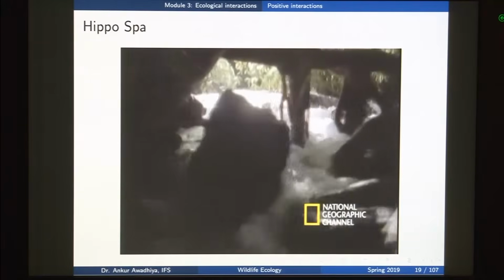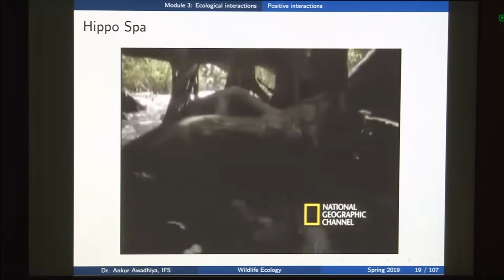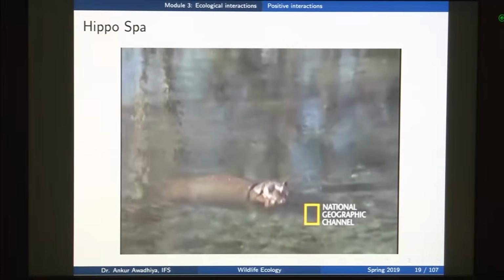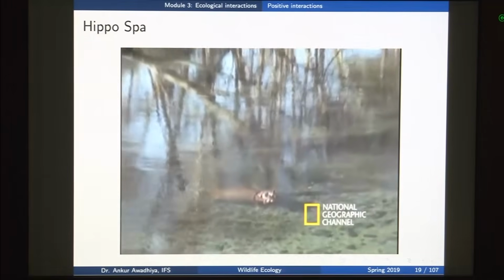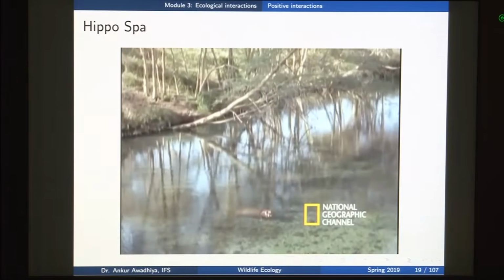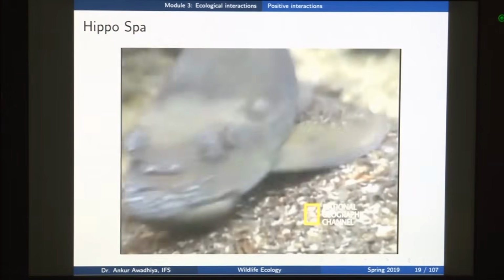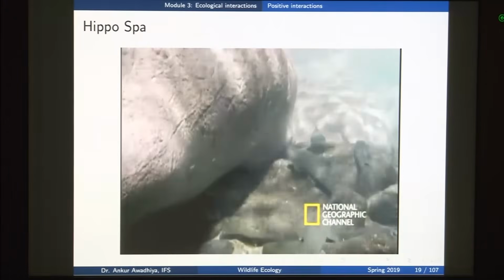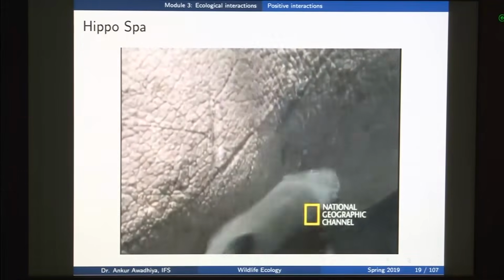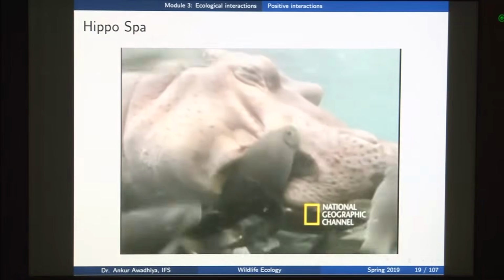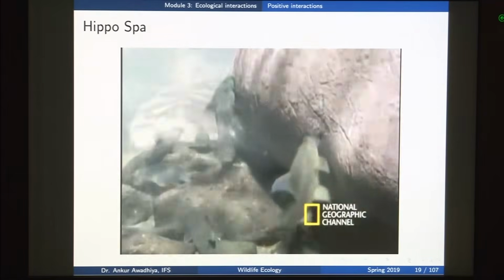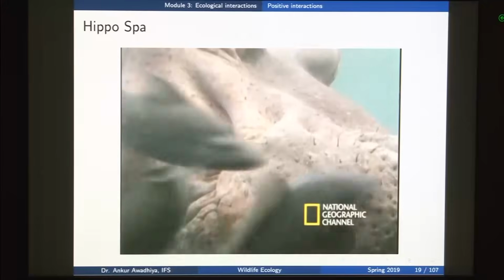This is an example of what we call a hippo spa. This was featured in National Geographic some time back. Here we have a hippopotamus lying in a river, and similar to the case of the giraffe, where so many birds were eating the insects and parasites on its surface, here we have a number of fishes known as cleaner fishes that are cleaning the body of this animal, the hippopotamus.